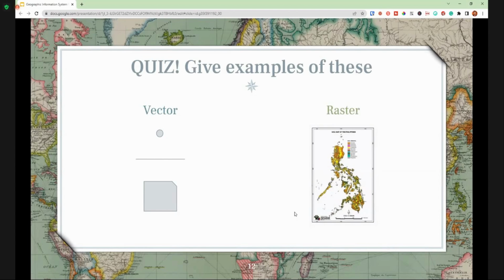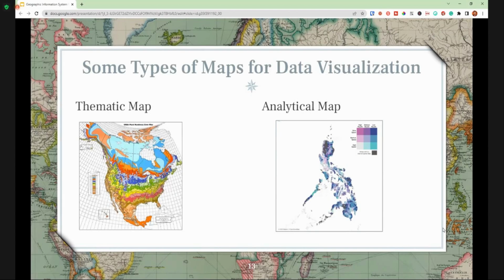All right. So these are some types of maps for data visualization. Fun fact lang: parang kanina na-share ni Ralph na lumabas to sa exam nila pero nakalimutan ko siya ilagay sa presentation ko. So I added it as a last minute addition. But yeah, these types of maps are also being included in the exam.